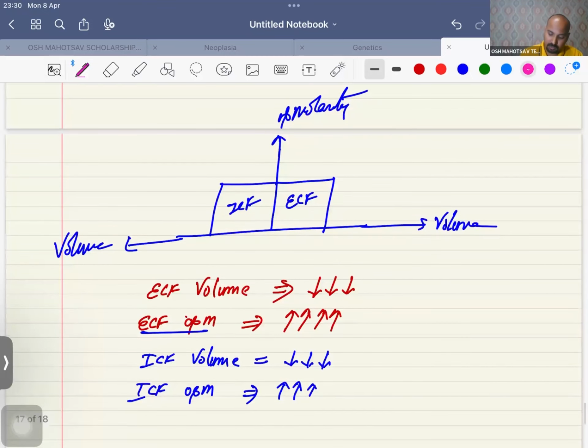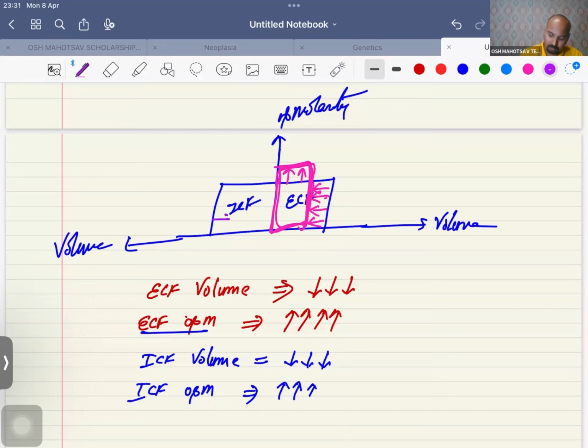ECF volume will decrease, like this, and osmolarity will increase. So we will get a diagram like this. The final diagram will be like this. Volume will decrease and osmolarity will increase. Then we have ICF volume will decrease.